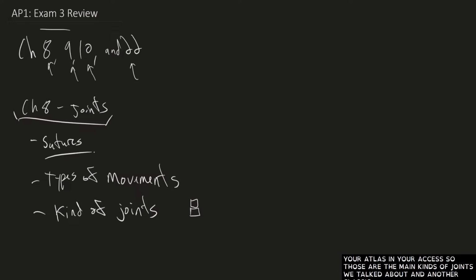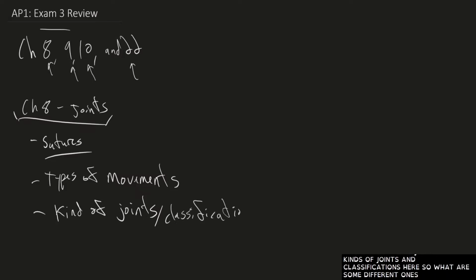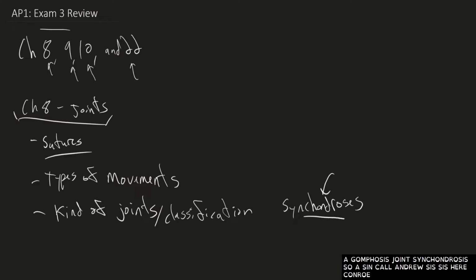And then know the classifications of joints. What are some different ones called? We have gomphosis. Remember, a gomphosis is a tooth joint. Every tooth is connected to your gums via the periodontal ligament, and that is a gomphosis joint. Then synchondroses. You see chondro, think cartilage. So these are cartilaginous joints. These also include the pubic symphysis.